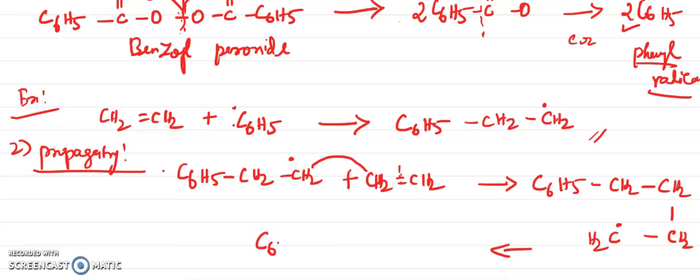You can write this step like this: C6H5 CH2 bond CH2, and n number of CH2 we can add. CH2 bond CH2, there is a free radical here. You can write like this, otherwise you can write like this. You can add any number of ethene here, or butene if you add that. So C6H5 CH2 CH2, n number you can add, and you will get a CH2 free radical here. So this is a propagating step.